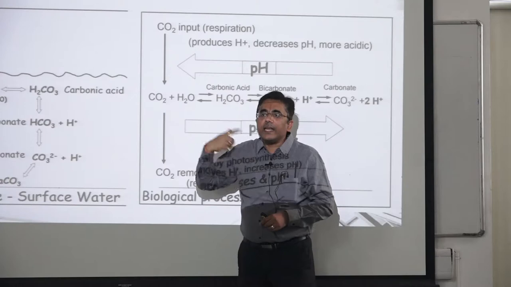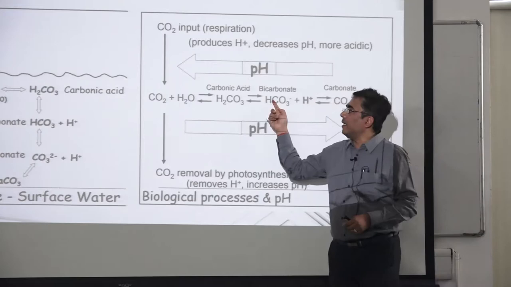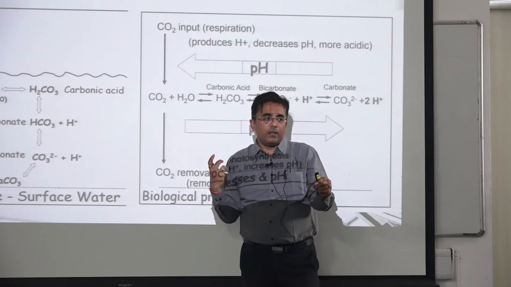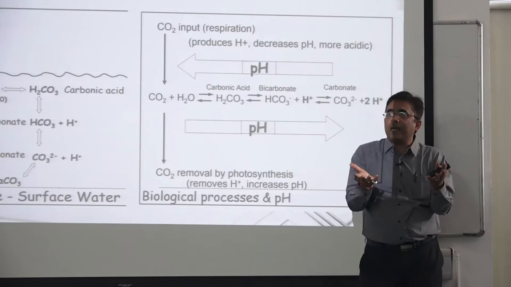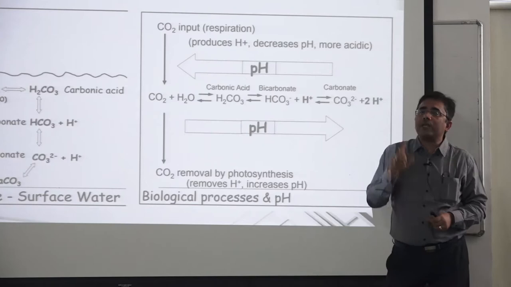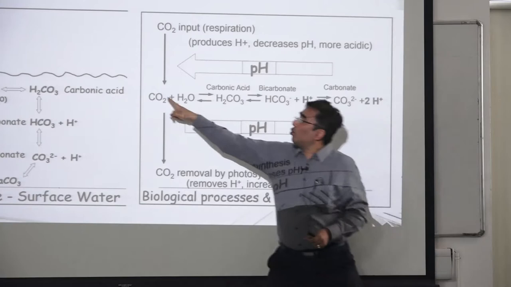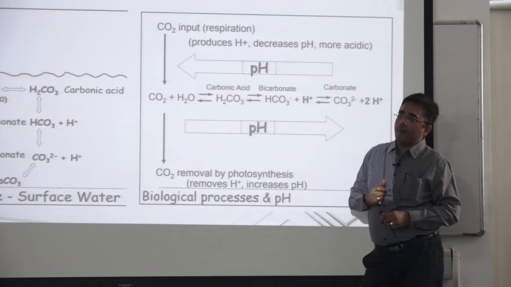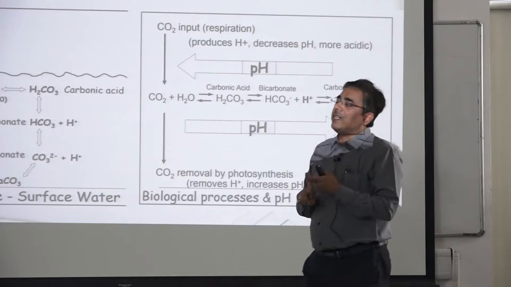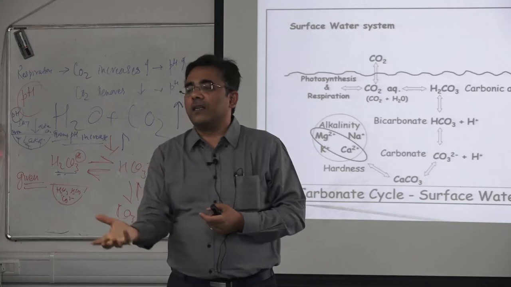And what is the backward reaction? It means H plus gets combined here, and it releases CO2. So whatever CO2 is removed due to photosynthesis, the carbonate equilibrium starts giving it back. And as a result, pH increases because H plus gets consumed. But if you add CO2, it releases H plus, so pH decreases. At the end of the day, P for photosynthesis, P for pH: photosynthesis hoga, pH badhega. If you can remember that, you are good.